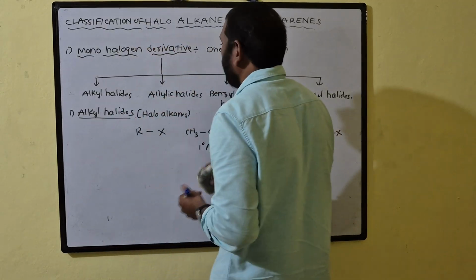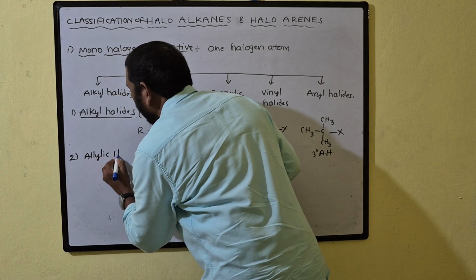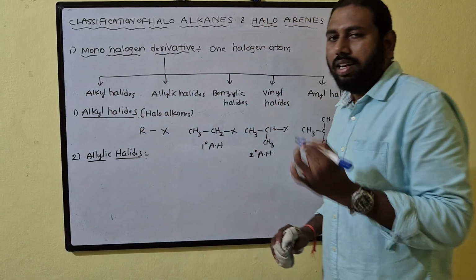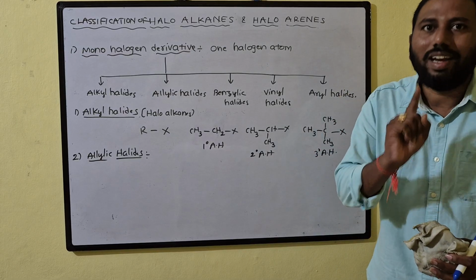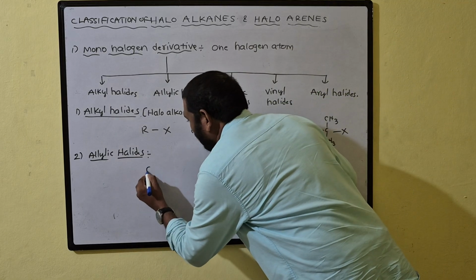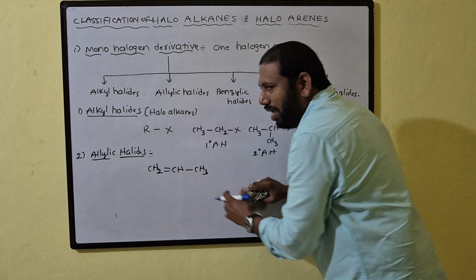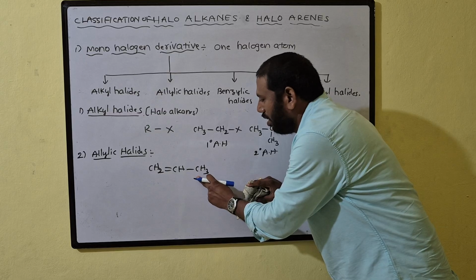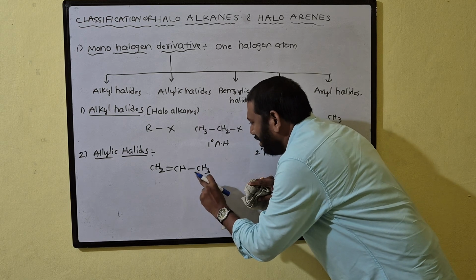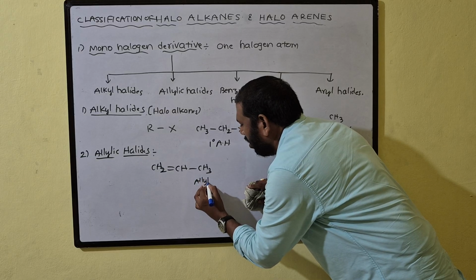Next, coming to the second one, allylic halides. In allylic halides, halogen is directly attached to an allylic carbon. So what is an allylic carbon? I will explain. For example, I have taken CH2=CH-CH3. This is an sp3 hybridized carbon, directly attached to a double bonded carbon. So the sp3 hybridized carbon which is directly attached to a double bonded carbon is called the allylic carbon.